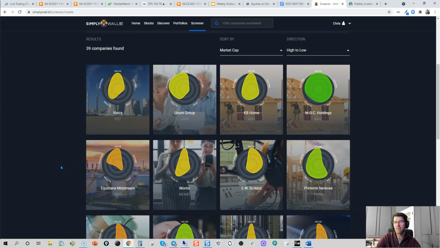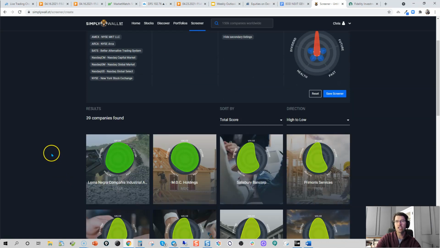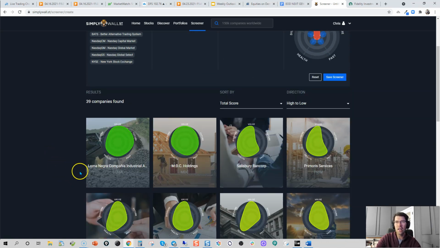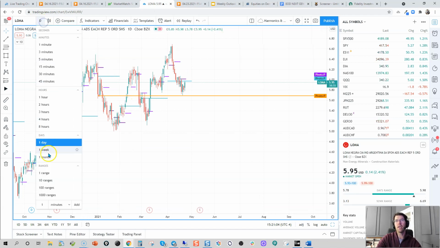Let's say I did one earlier. Let me go to based on total score. I know I just placed this trade this week, actually. So LOMA. I'm going to go into my chart for LOMA, and we'll take a look at this one. Here is a weekly chart.